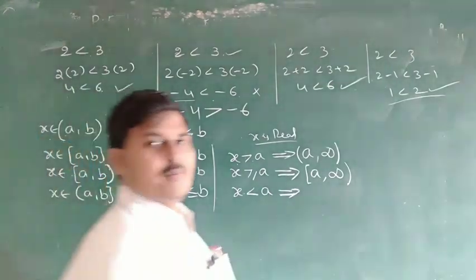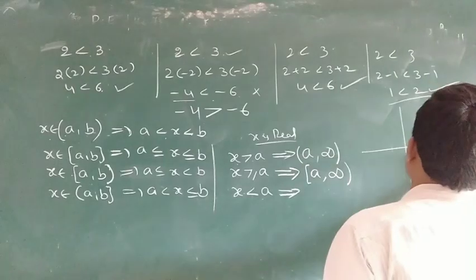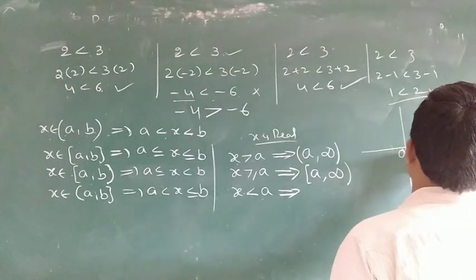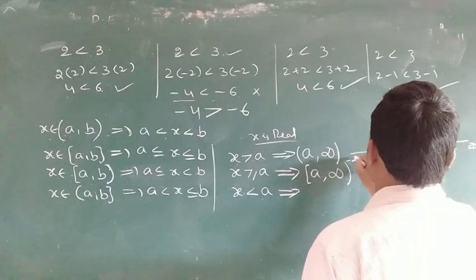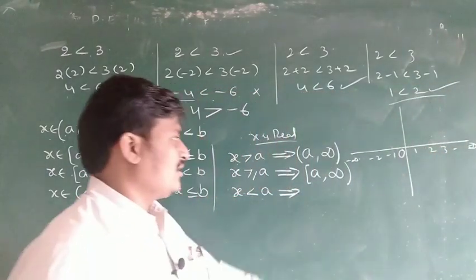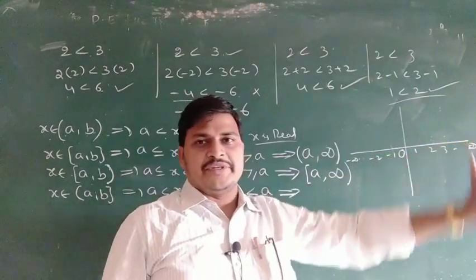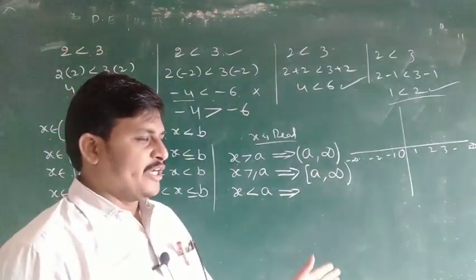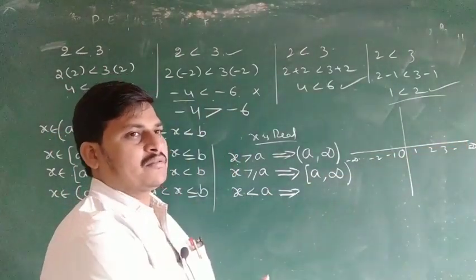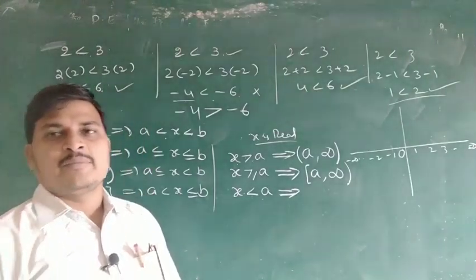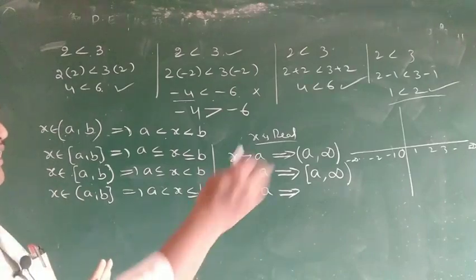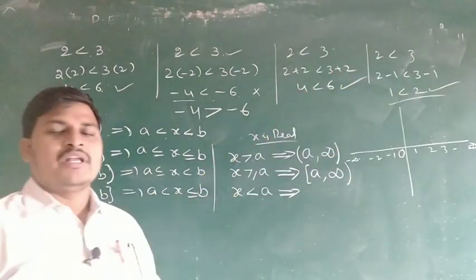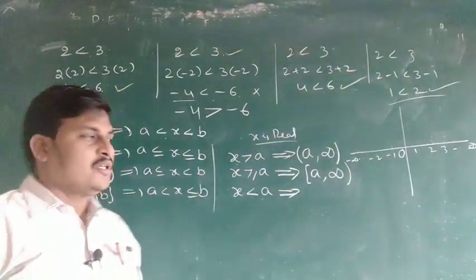This is a real line. This is an important one. The real line goes minus 1, 2, 3 and so on to infinity, and minus 1, minus 2 and so on to minus infinity. The numbers start from minus infinity to plus infinity. After minus 1 comes 0, after 0 comes 1, 2, 3. It always goes left to right, negative to positive, the smallest number to the highest number.